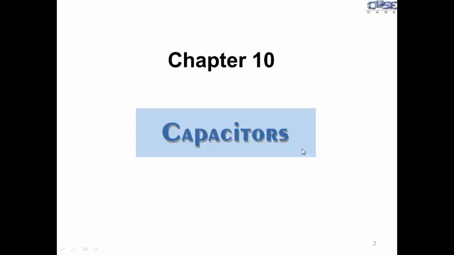Another element which is frequently used is the inductor, that we will cover in next classes. So what is a capacitor? We are going to introduce it in this class, and how this capacitor is formed, and what its applications are, that we will see during the lecture.